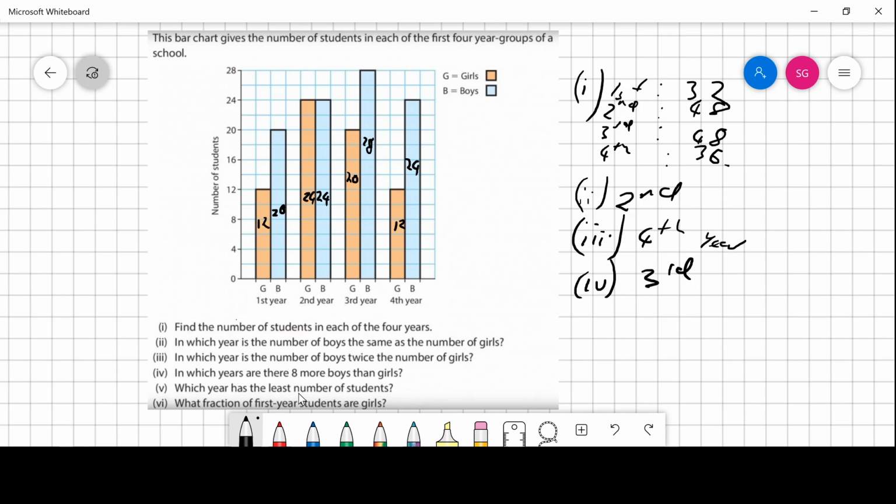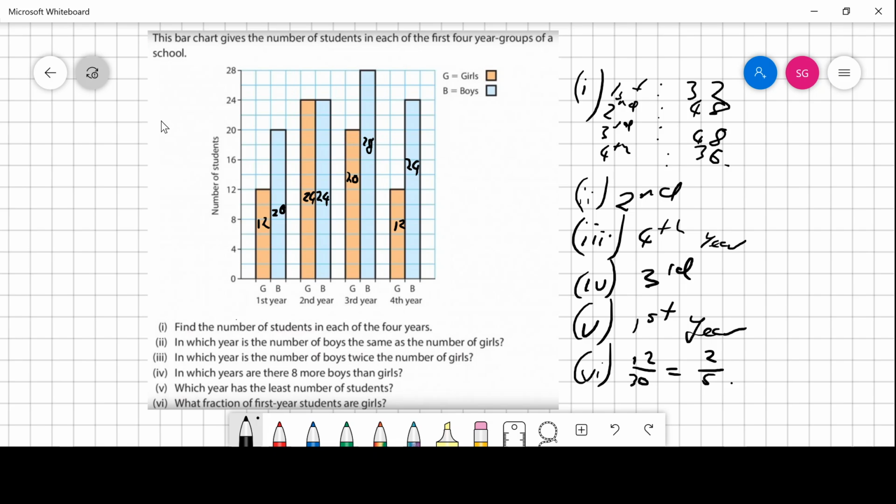Which year has the least number of students? Well, we've already done that with question 1. Again, we're calling back to our earlier questions here. So just again, check your answers when you get to a question where you're kind of repeating a question. And then what fraction of first year students are girls? So again, we're calling back to our first question. 32 here, 12 over 32. That's going to be 2 in 5.